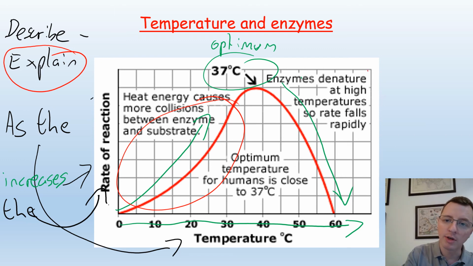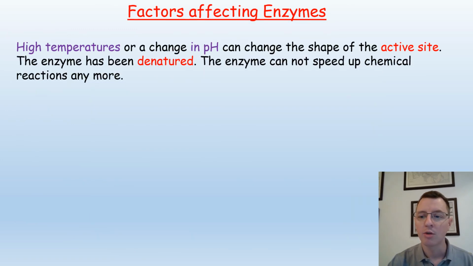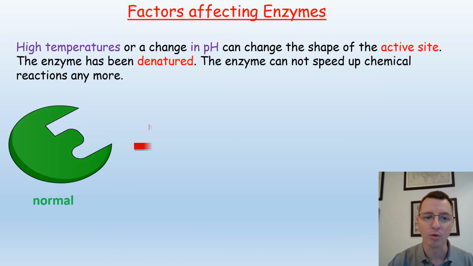And this is because the enzymes begin to denature. And denaturing is when all the bonds that hold together the enzyme in that very specific shape and hold its active site in the specific shape, they begin to break down. So the active site changes shape, so the enzyme can no longer catalyze the chemical reaction, so the rate of reaction decreases. So what does that denaturing look like?